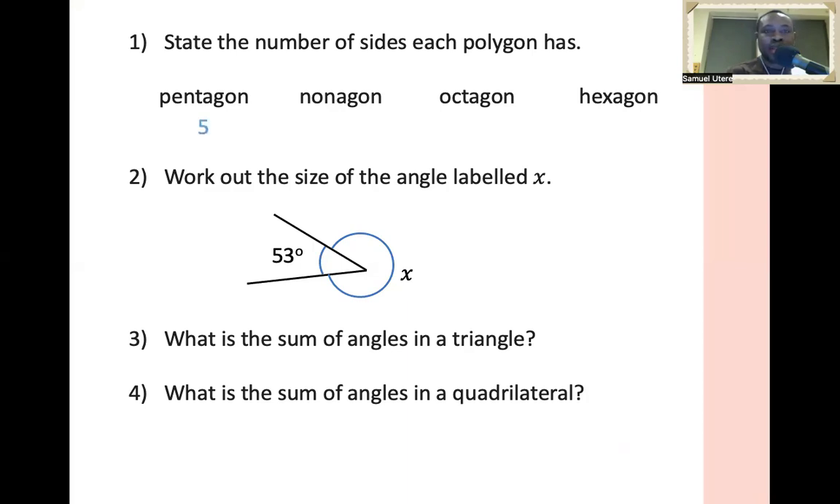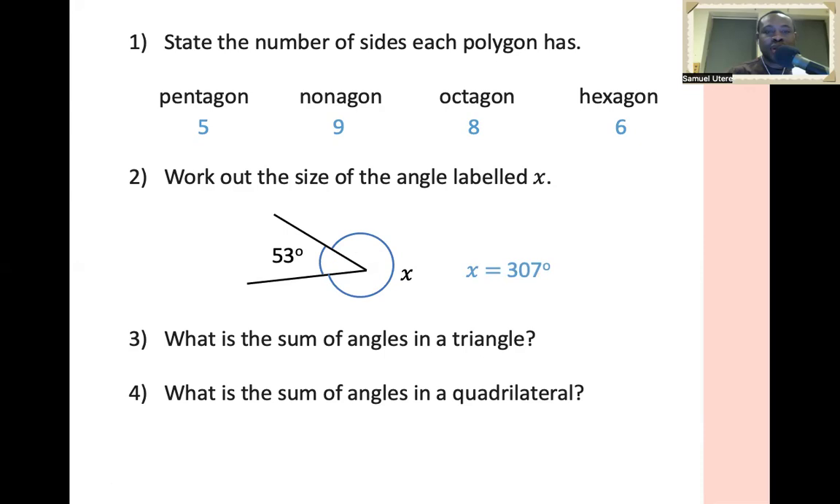So a pentagon has 5 sides. A nonagon has 9 sides. Octagon, from the word octopus, has 8 sides. And a hexagon has 6 sides. Next, we were asked to work out the size of the angle labeled x. We know that the sum of the angles at a point is 360 degrees. So to get x, we'll simply subtract 53 degrees from 360 degrees.